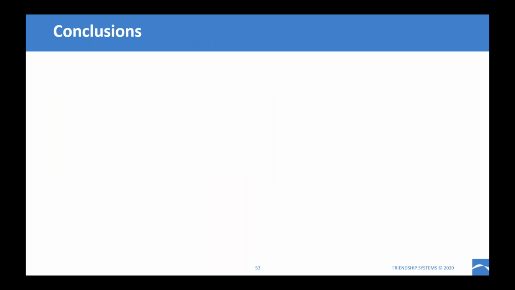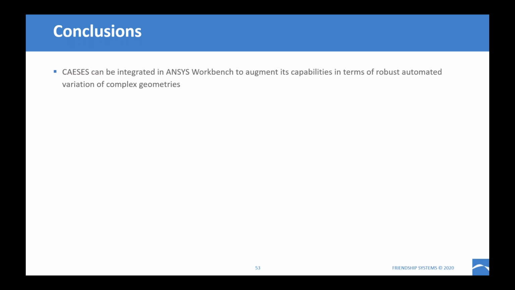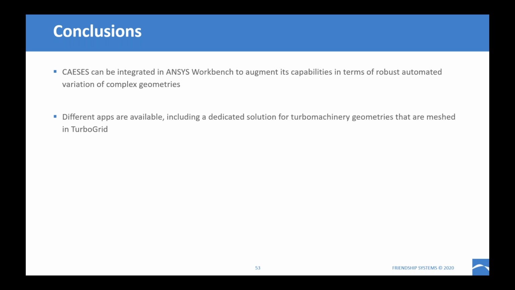So much for this case study, and also for the other things. I want to come now to the conclusions of my presentation. So as you can see, CAESES can be integrated in Ansys Workbench to augment its capabilities in terms of robust and automated variation of complex geometries.